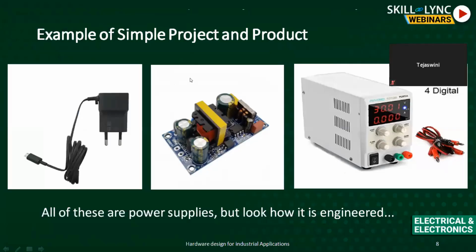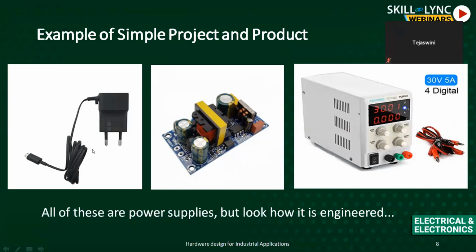Okay, now these are three products. All of these are power supplies only, but look how they are engineered. This is a bigger power supply, which is around 150 watts. And this is a smaller power supply, say 5 watts, and then this is some 3 to 4 watts. These are mobile chargers.